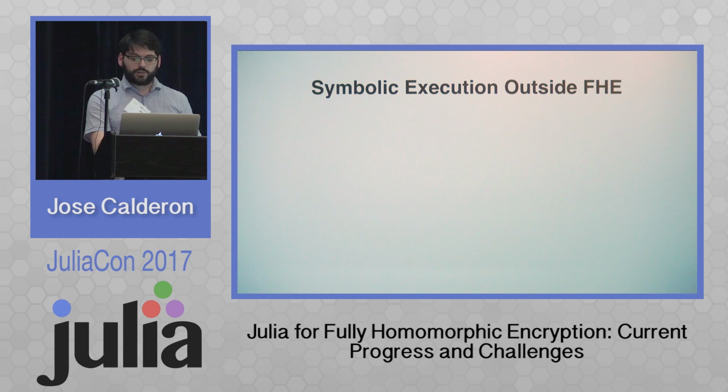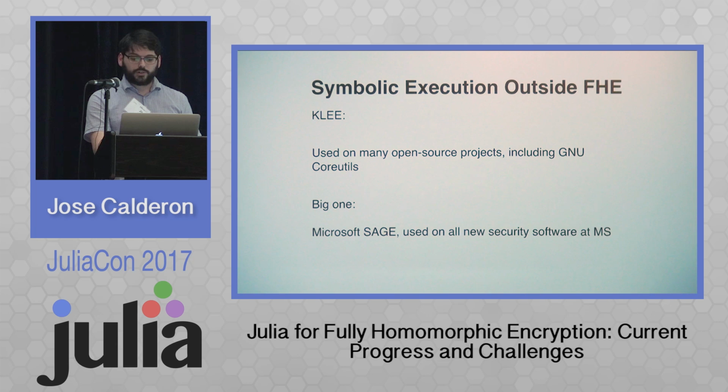But yeah, symbolic execution outside of FHE is what I said. There's a really great tool called KLEE for C, and it's already used on lots of open source projects. It's found 20-year-old bugs in the GNU coreutils. Symbolic execution is just a really powerful idea in general, and it'd be great if we could provide Julia with a really robust symbolic execution tool. Another really big symbolic execution tool is Microsoft SAGE, and they use it on all of the new security software inside of Microsoft. So it's a really powerful idea, and we would love to provide that to the Julia community. But currently it's a bit hacky because things are less formal than would be nice for symbolic execution.